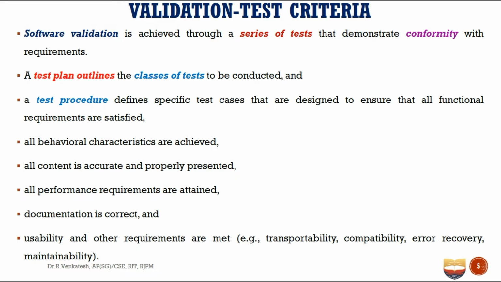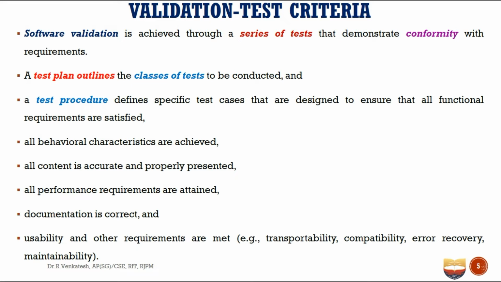So, the presentation and accuracy must be defined in the test document, the requirement document. That is also to be validated. Next, performance. The software product performance must be validated, whether the requirements are attained or not. Next point is that the documentation is correct. The prepared document must be validated, whether it is correct or not, that we also have to ensure.